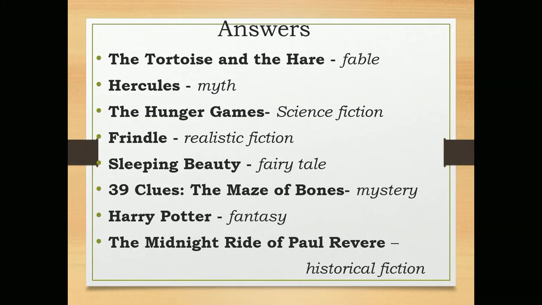Answers: The Tortoise and the Hare is a fable. Hercules is a myth. The Hunger Games is science fiction. Holes is realistic fiction. Sleeping Beauty is a fairy tale. 39 Clues: The Maze of Bones is a mystery. Harry Potter is a fantasy book. The Midnight Ride of Paul Revere is historical fiction.